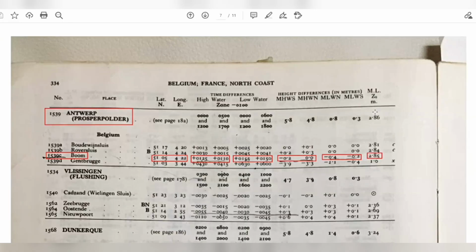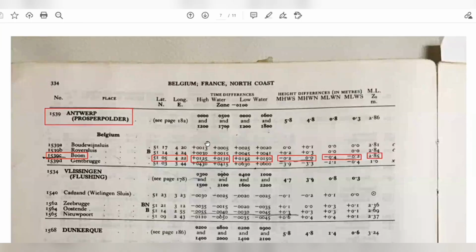So in part 2, we looked up and saw that it is given under Antwerp as a secondary port, whose standard port is Antwerp. So this number is matching, this name is matching. That means you are on the right page. So how do we pick up the data?